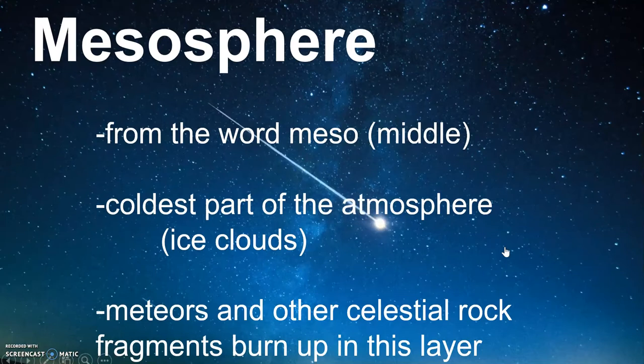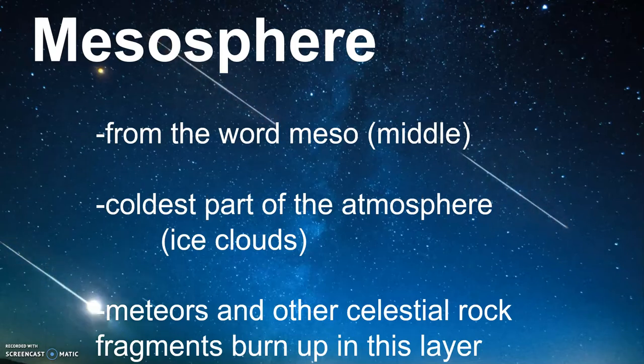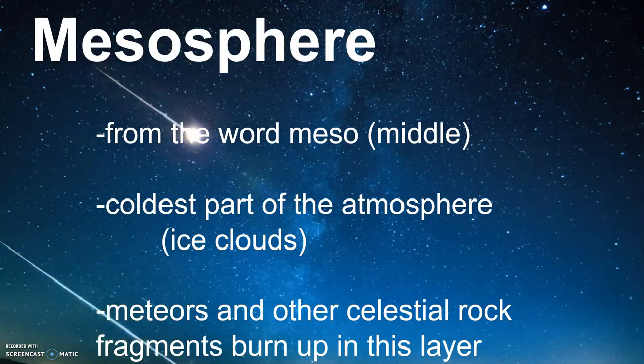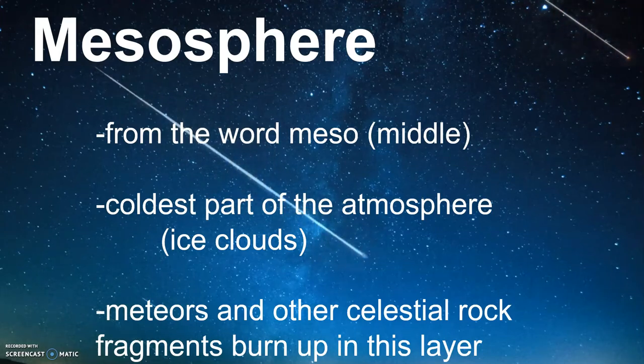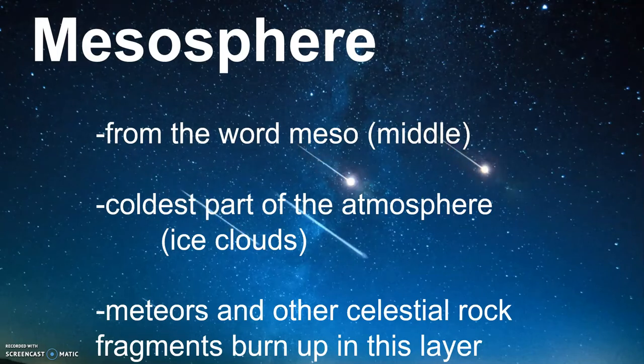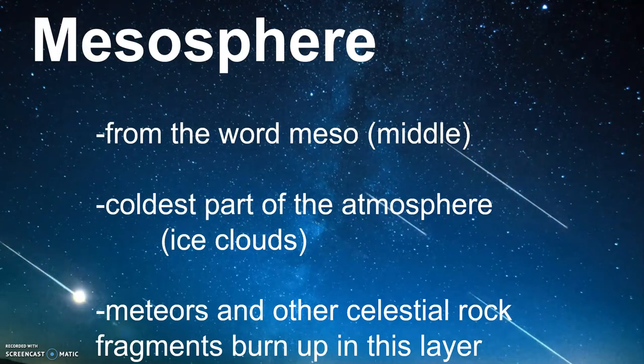Then, in the mesosphere, it's from the word meso, means middle, and it's the coldest part of the atmosphere. So we can see there ice clouds. And of course, meteors and other celestial rock fragments burn up in this layer. So, you saw on the screen the falling stars. They are the meteors and other celestial rock fragments. They burn up in the atmosphere because of friction and momentum.